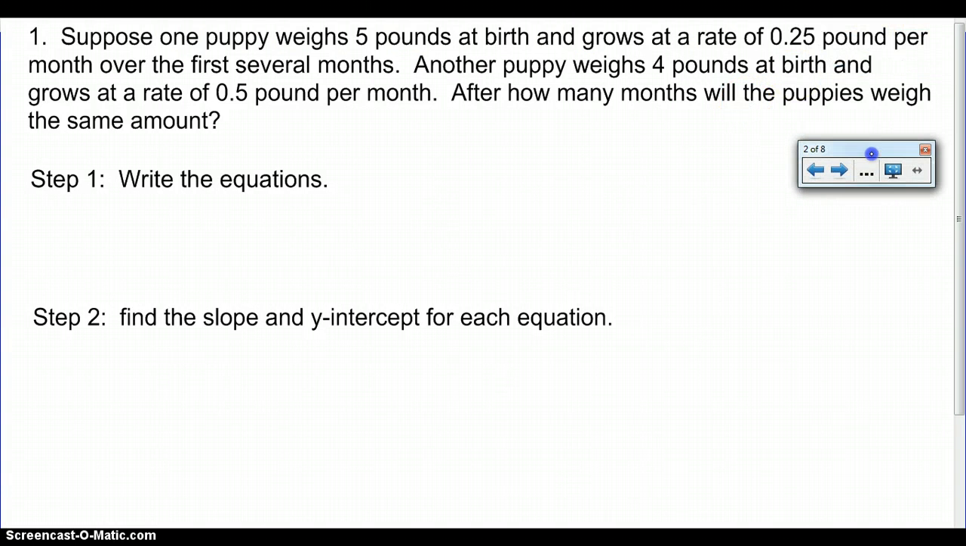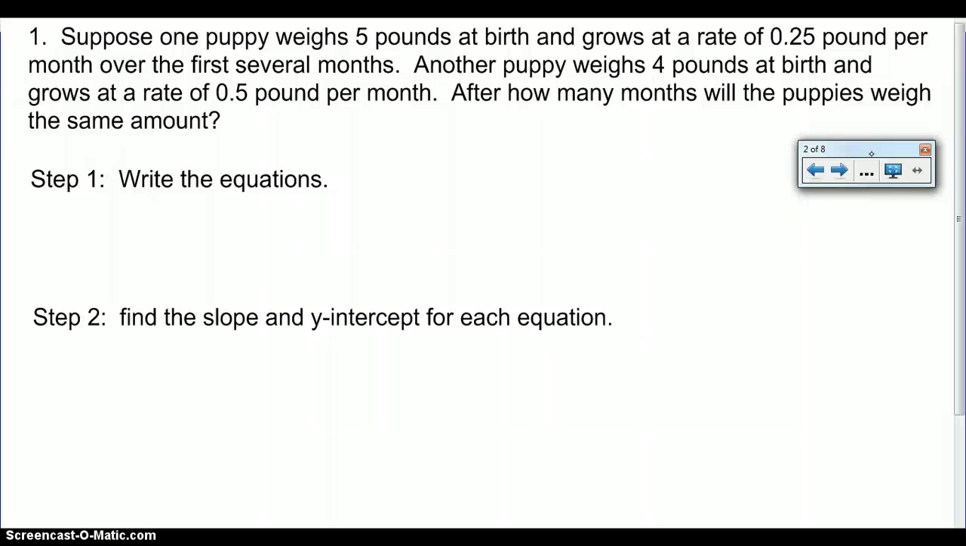All right. Suppose a puppy weighs 5 pounds at birth and grows at a rate of 0.25 pounds per month over the first several months of its life. A second puppy weighs 4 pounds at birth and grows at a rate of half a pound per month. After how many months will the puppies weigh the same amount?